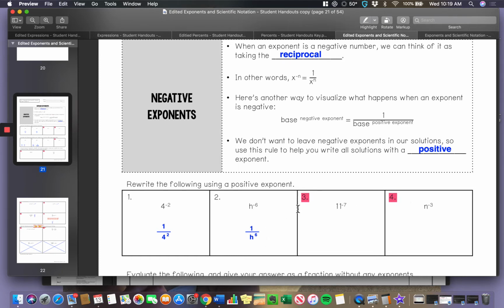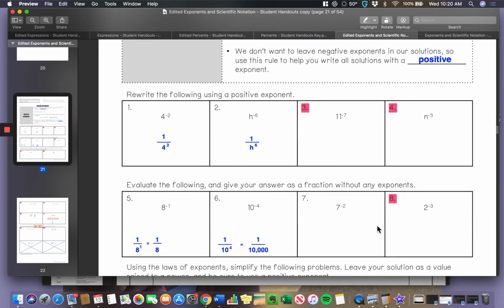All right, the highlighted pink ones here are the ones that you are going to do. I'm just trying to reduce the amount of work that you have to do on Kami. So you don't have to write everything that I'm doing right here on Kami. You only have to find the answers for 3 and 4. So just on Kami, just do numbers 3 and 4 and submit that work to me.